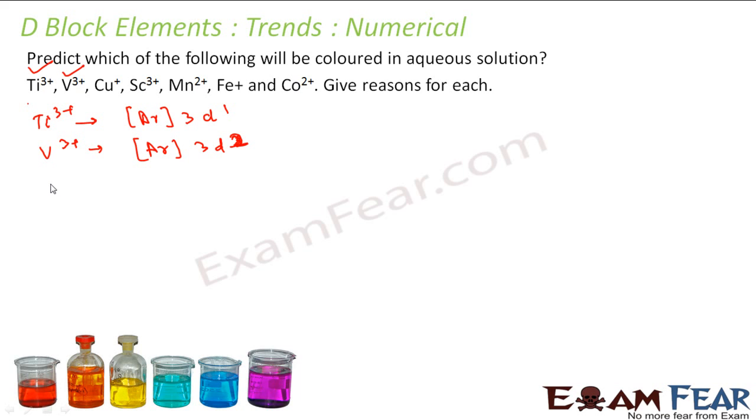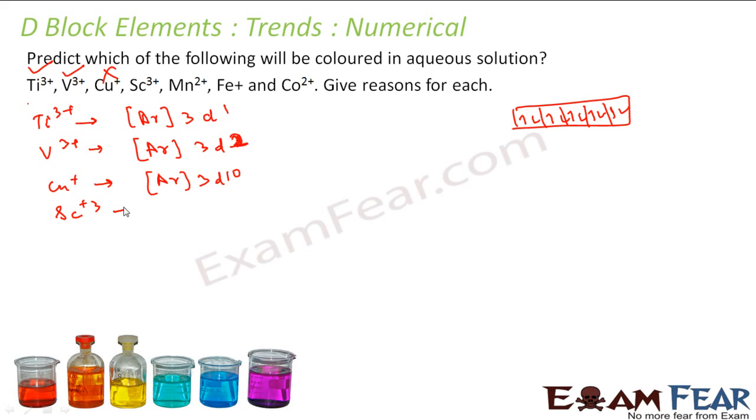Cu+, the electronic configuration will be Ar 3d10. It does not have any unpaired electron. If you see 3d10, 1 2 3 4 5 6 7 8 9 10, all the electrons are paired, so it is not colored. Now, scandium with +3 charge, the electronic configuration will be Ar 3d0. Again, this doesn't have any unpaired electrons, so it also won't be colored.